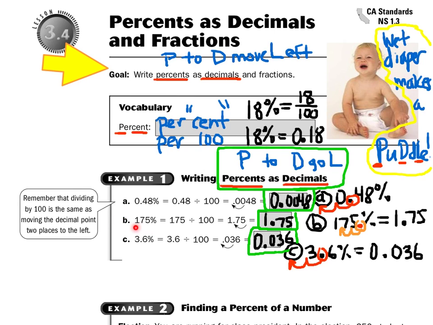Take a look at B. If I have 150%, well, I would write it out right here, 150%. And remember, if I don't see the decimal, it's at the end of the number. So put that decimal point and then grab it and move it 2 places to the left. And that would give you 1.50. And take a look at C. If I have 3.6%, well, write it out, 3.6%, and then grab that decimal point and move it 2 places to the left, and you get 0.036.